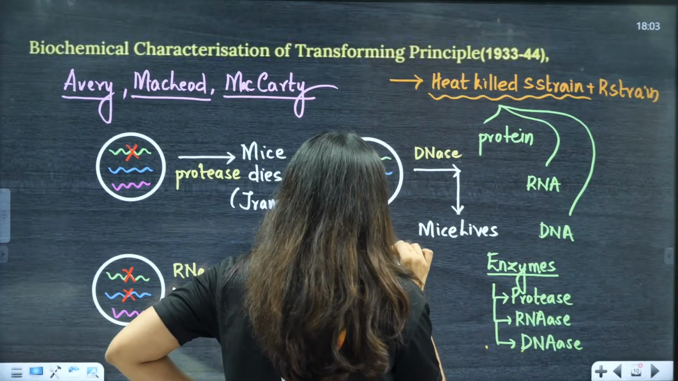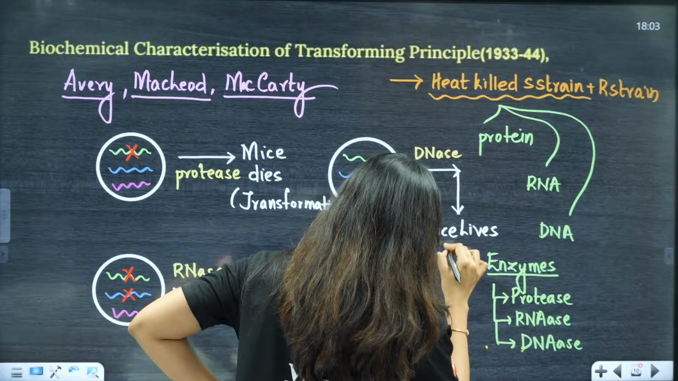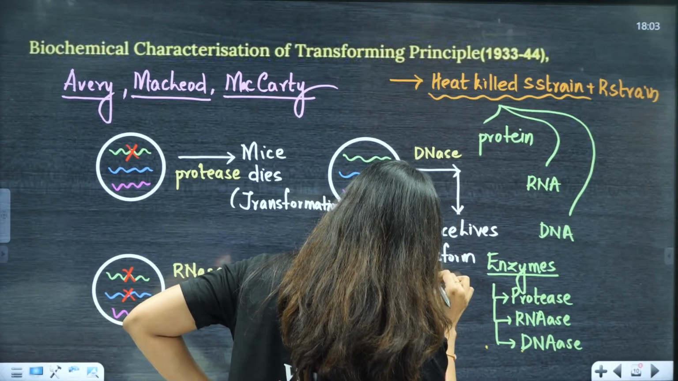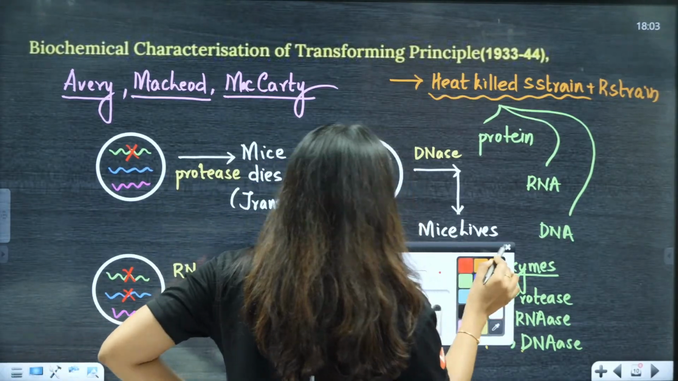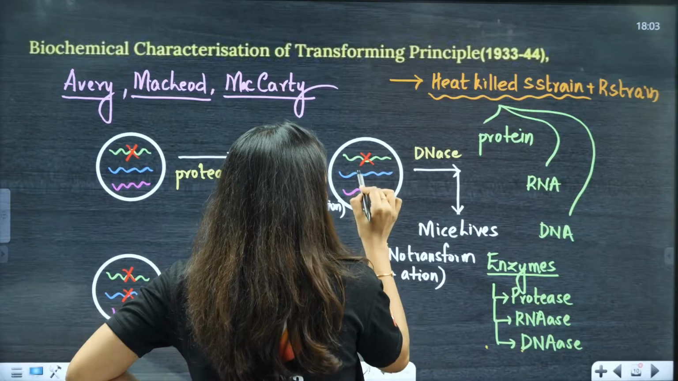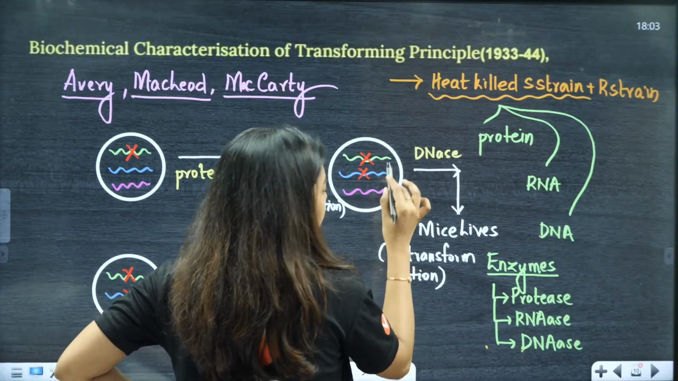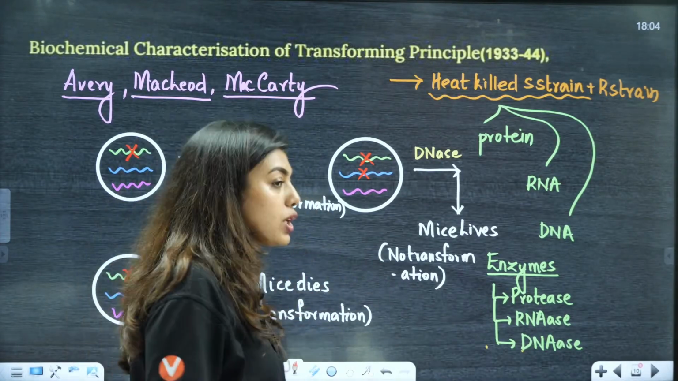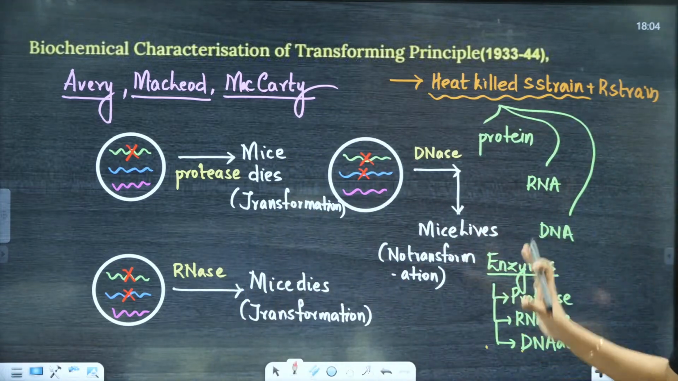That means no transformation. So here what do we understand, students? Protein is not the one. RNA is not the one. It is DNA that has been transformed. So from here we draw a conclusion that the transforming principle is DNA. It is because of your DNA.